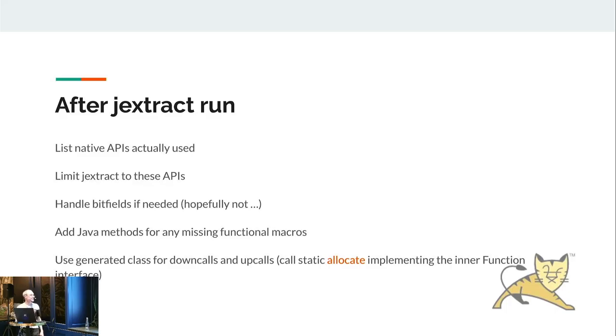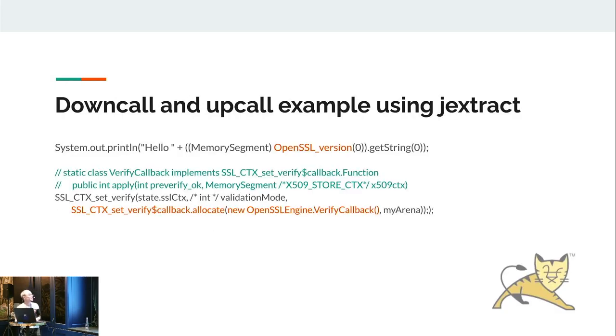You can use the generated classes for all the downcalls and upcalls. For the upcalls, JExtract will generate, I'm going to show it, but basically it generates a function interface that you have to implement. And basically that allows calling back your object in a much simpler way.